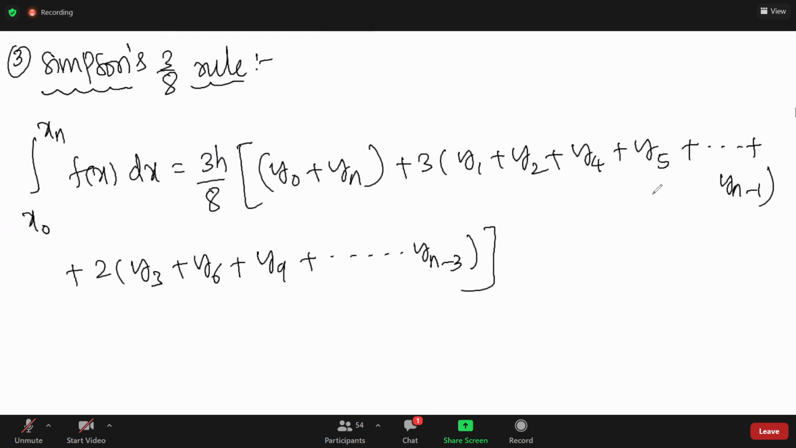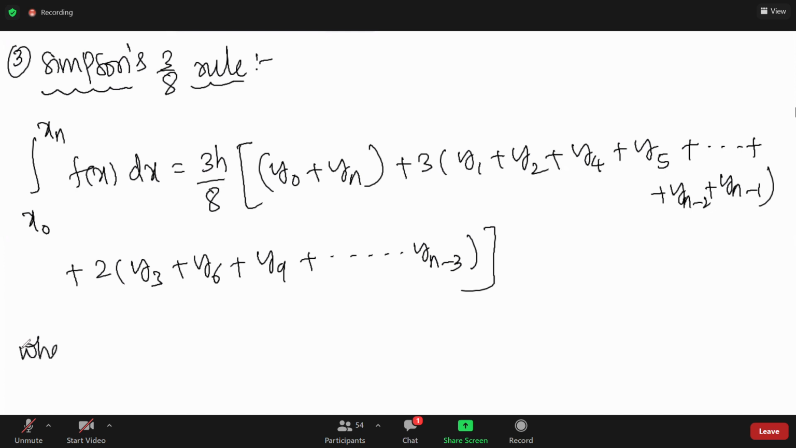Actually, we have one more term, Yn minus 2, plus Yn minus 1. Here 2 times of y3 plus y6 plus y9 plus 1, Yn minus 3. This rule is called Simpson's 3 by 8 rule.